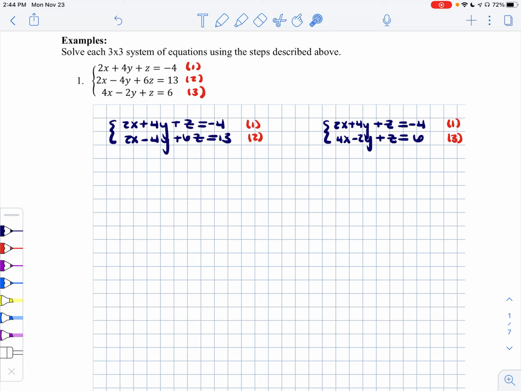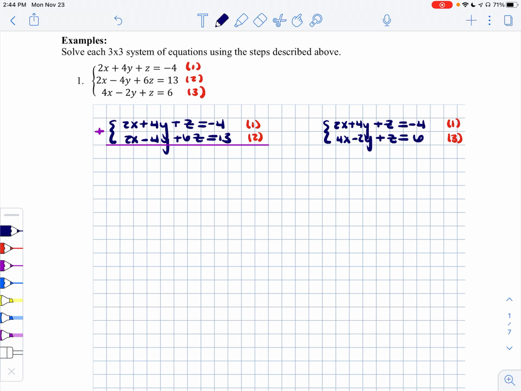The only thing I would suggest is to pick a variable that looks easy to eliminate. So I would say maybe Y is going to be an easy one because on this first one, we don't have to do anything to it. We already have opposite coefficients for our y's. And on the second set over here, it'll be a pretty easy multiplication in order to eliminate that. So let's deal with this first pair. I'm just going to add these up.